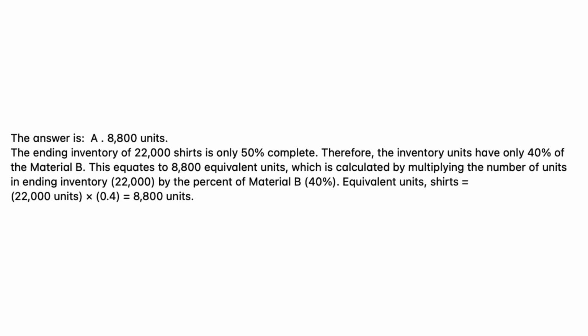The ending inventory of 22,000 shirts is only 50% complete. Therefore, the inventory units have only 40% of the material B. This equates to 8,800 equivalent units, which is calculated by multiplying the number of units in ending inventory, 22,000, by the percent of material B, 40%. Equivalent units, shirts equals 22,000 units, times 0.4, equals 8,800 units.